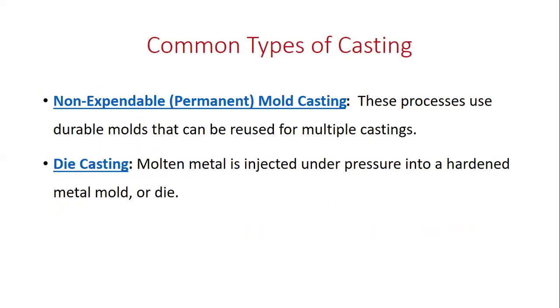Whereas non-expandable mold casting we call permanent mold casting. Here we use a durable mold that can be reused several times for producing multiple cast products. Metal die casting is one such classification available under non-expandable mold casting. Here the molten metal is injected under pressure into a hardened metal mold or a die.